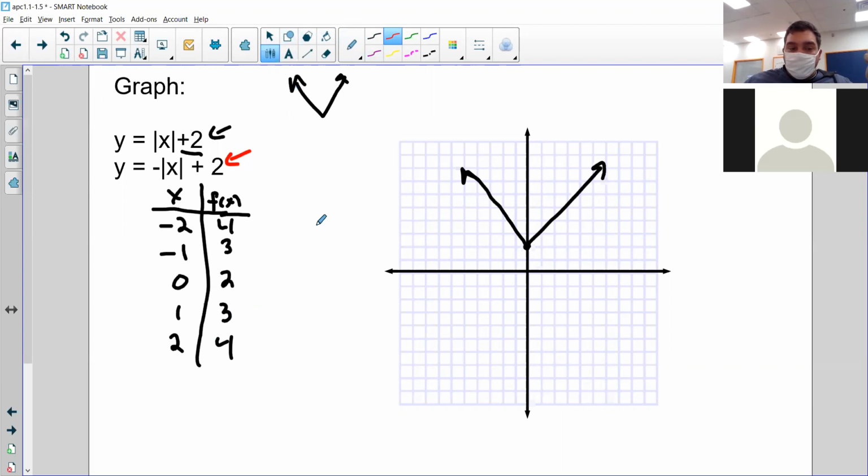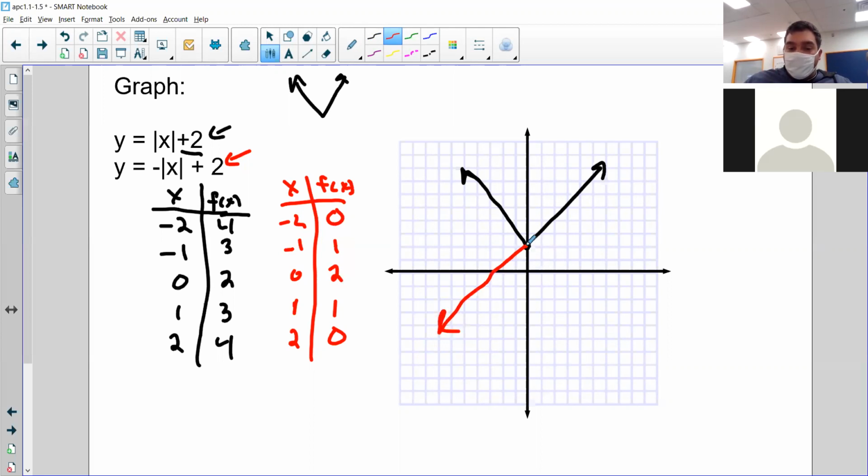Red on the other hand. So I'll make the table first this time. In this case, I have a negative of the absolute value of -2, which means this would be a 0, because -2 plus 2 is 0. -1 of the absolute value of -1, which would be +1, but then negative is -1. -1 plus 2 is 1. 0 plus 2 is 2. -1 plus 1 is 1. 0 is 0. So you will have a flip like this.